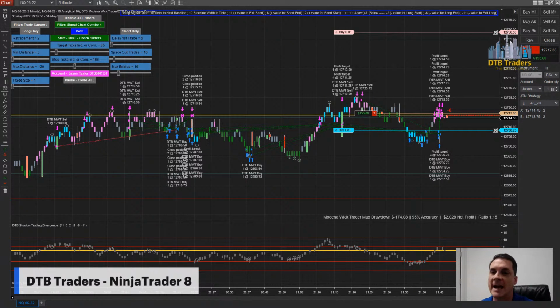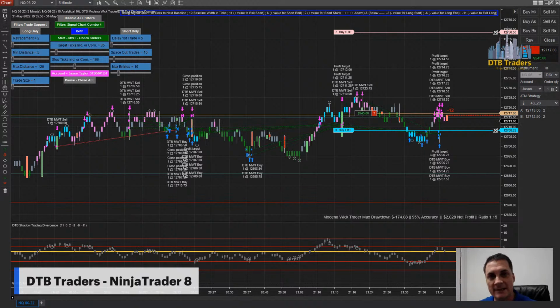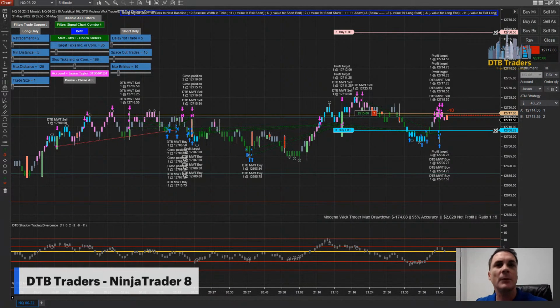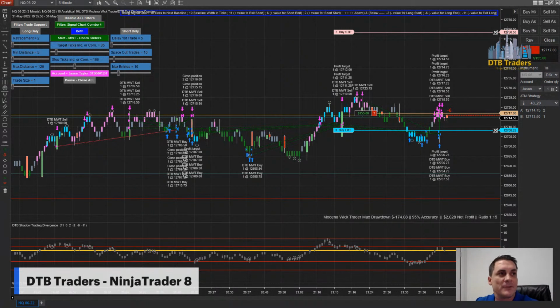We are looking at the DTB Modena Wick Trader strategy in action. There's been a little bit of extra updates done to the documentation for the strategy. So we really wanted to make sure that every single thing inside the strategy was fully understood so that you can make use of the strategy effectively. So we'll have a quick look at the documentation that comes with the strategy.